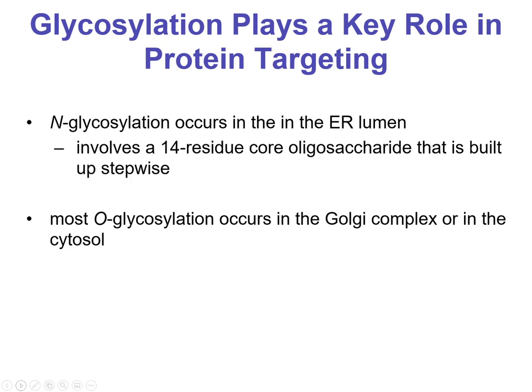So glycosylation plays a really big role in protein targeting. It's like another language. Just like the amino acids, those different glycosylation patterns can tell you where a protein belongs. And N-glycosylation occurs in the ER lumen. It involves a 14 residue core oligosaccharide that's built up stepwise. Most of the O-glycosylation actually occurs in the Golgi complex or in the cytosol.